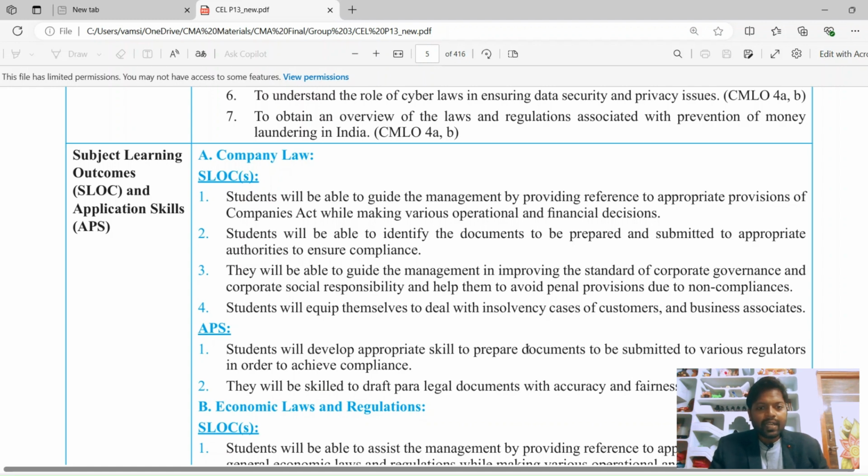Number four, students will equip themselves to deal with the insolvency cases of customers and business associates. So many companies are started and so many companies are closed because of financial conditions, being unable to meet the financial targets. Those companies will be closed. At that time, an insolvency professional will be appointed, and that role may be given to CMAs only. If you study all these subjects after completion of this law, you will gain the knowledge of what an insolvency professional will do, what rules and regulations he will perform, and what his duties are. You will gain the knowledge related to that also.